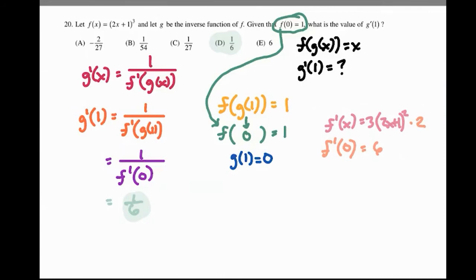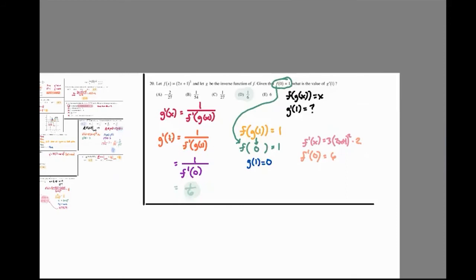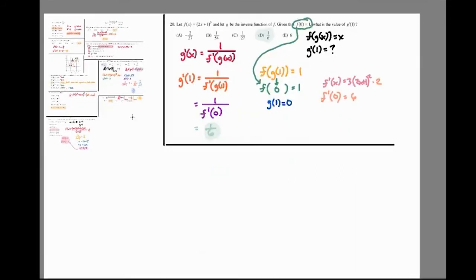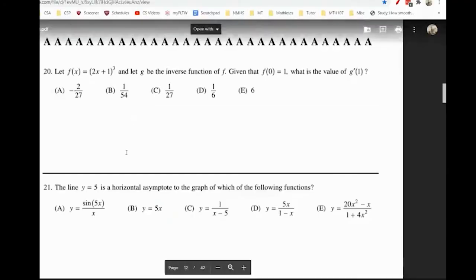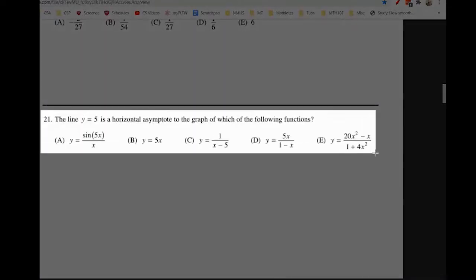Okay, and then again, if you have some other way of doing it because you prefer to do inverses how it was taught in algebra, where you switch the x's and the y's, by all means, you can do it that way. I wouldn't though, because it's more work, but people like what they're comfortable with, so I get it. 21 is unit 1 because it's a horizontal asymptote, so we definitely have to do that one.